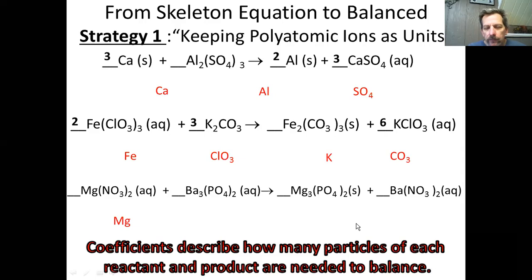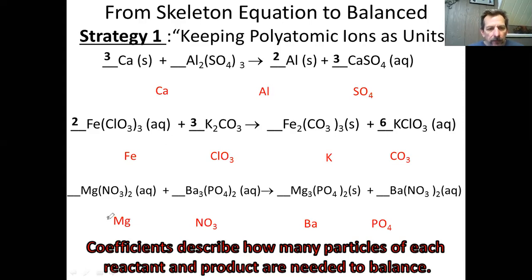So as you took your inventory, you should have started with magnesium. NO3 is found on both sides, so NO3, called nitrate. Barium, found on both sides. The polyatomic ion phosphate, found on both sides. So we have our inventory. These are the things that we need to keep track of. Let's add some numerical values to them.